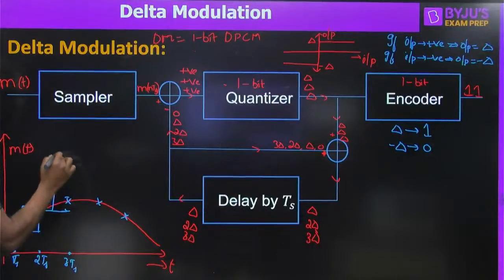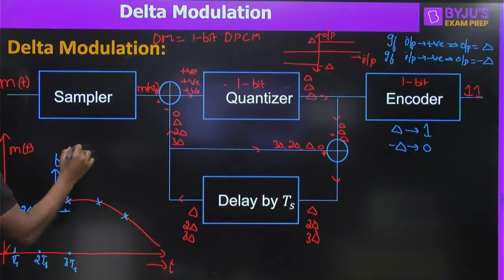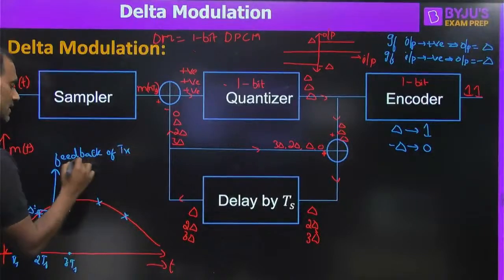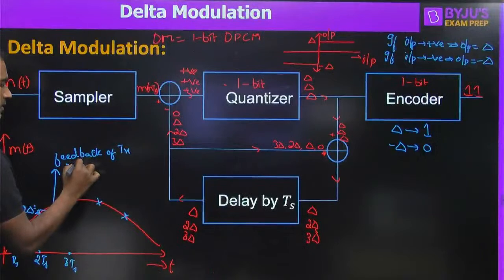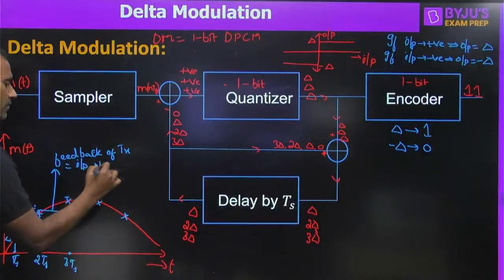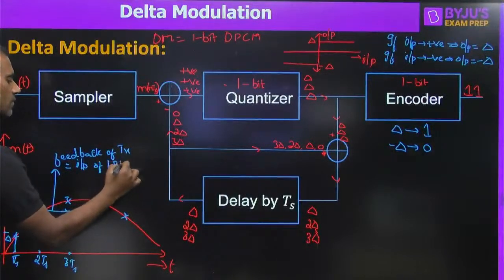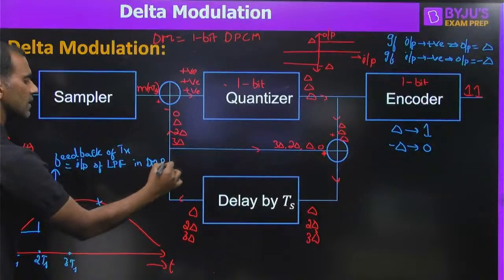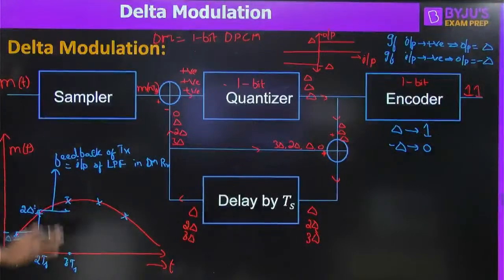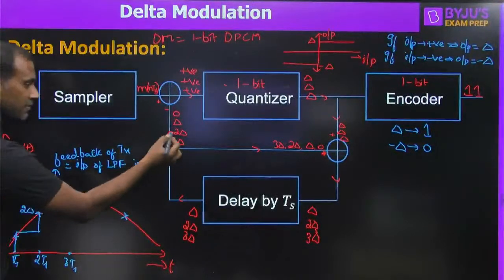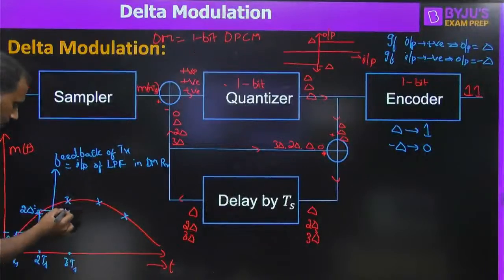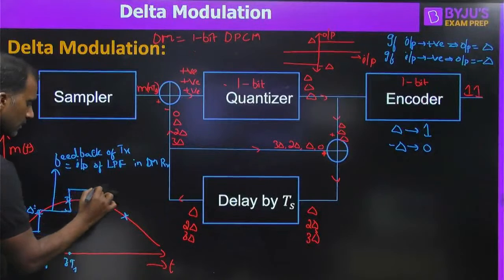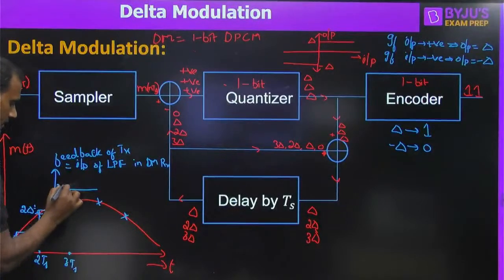This signal, the blue signal that I have drawn here, is the feedback of the transmitter, which is exactly the same as the input of the low pass filter in the DM receiver, correct? In the DM receiver, whatever is the input to the low pass filter, it is the same. Right, so in the feedback what we are having now is 3 delta. So 3 delta, how does it look like? I'm plotting 3 delta. So this is 3 delta.